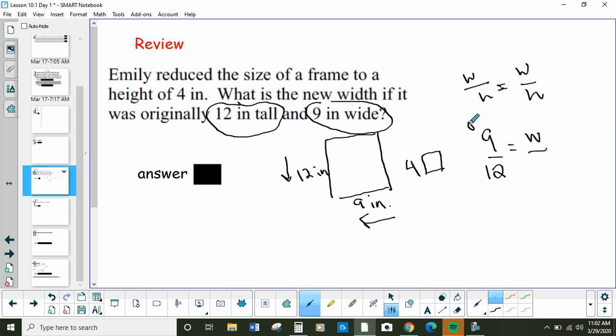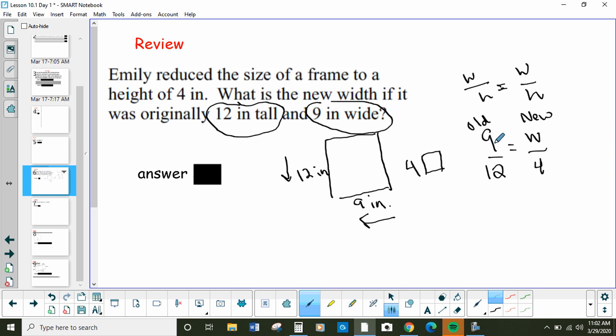Okay, this is the old, this is the new. I have width with width, I have height with height. So if the old width was 9 and the old height was 12, what's the new width if the new height is 4? If this is the same shape, these will be proportional. They'll be fractions equal to each other.